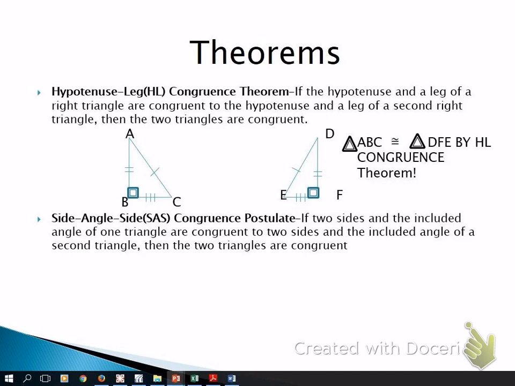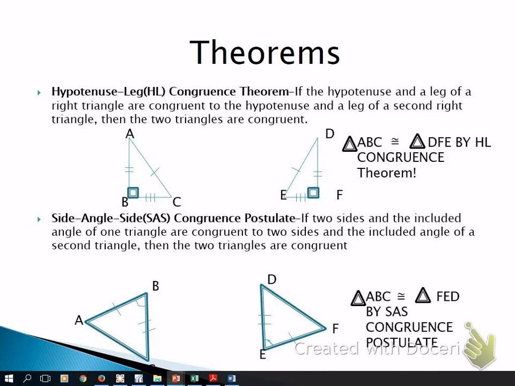Side angle side, the same thing, right? You need to recognize that you can use the side angle side shortcut if you've got two sets of sides marked congruent, and then the angle between them, that's your included angle, is marked congruent to each other, then you can use side angle side. So in here, we can use side angle side, and we can say that the two triangles, ABC and FED, again, making sure that you match up the order there, are congruent by side angle side. And you can just abbreviate SAS as a reason. Okay?